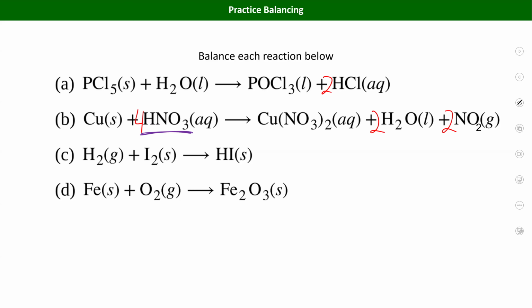Even number of hydrogens on the left-hand side, odd number of hydrogens on this side. So what's the easiest way to make an odd number even? You double it. That took care of my hydrogens. It also took care of the iodines. Generally speaking, whatever the last element you're going to balance is, will usually take care of itself. Because if everything else is balanced, then your last element is going to be balanced as well.